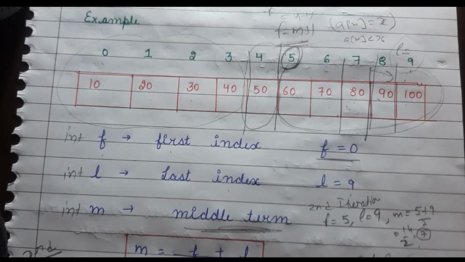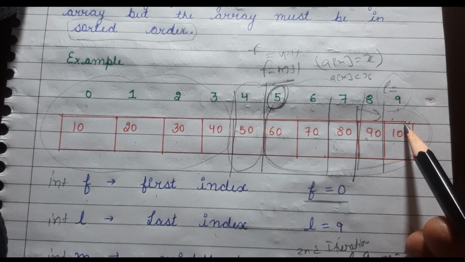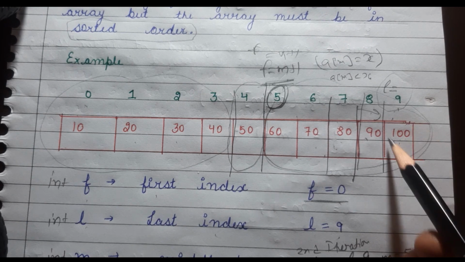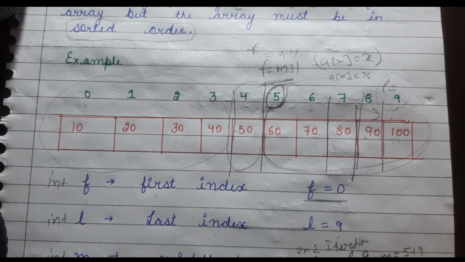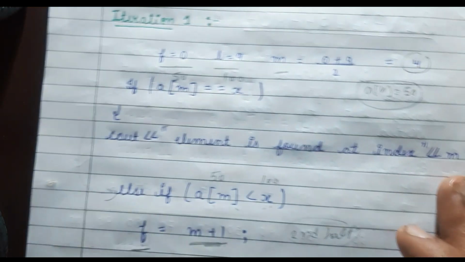Now we compare a of m with the searching element x. A of 9 is equal to 100. That is, your element is found. I hope it is clearer now.